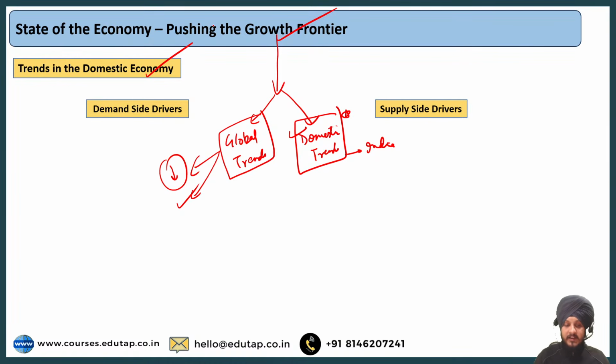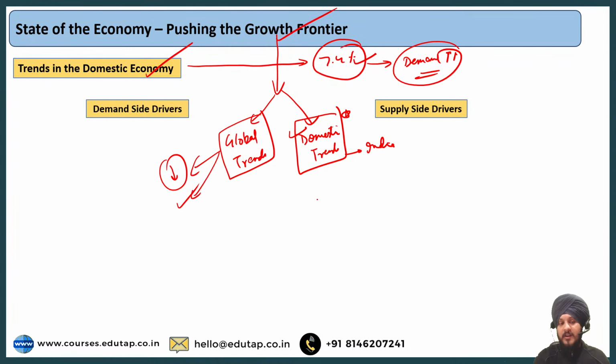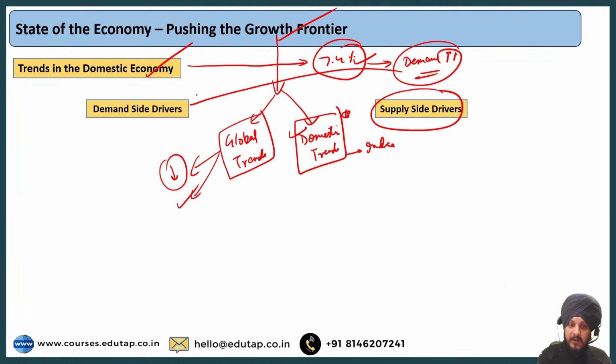And when I say trend in the domestic economy, as I've told you, as per the first advanced estimates, the real GDP growth is projected to be 7.4% for the financial year 26. And the primary driver behind this huge growth is going to be demand side factors, because the demand is highly increasing as a part of the Indian economy. But apart from that, of course, we have the supply side factors also. But the economic survey says that the demand side factors have played a very important role.